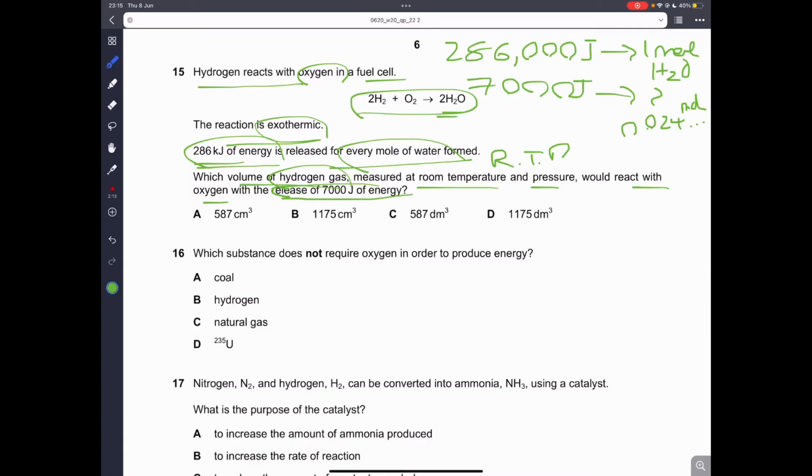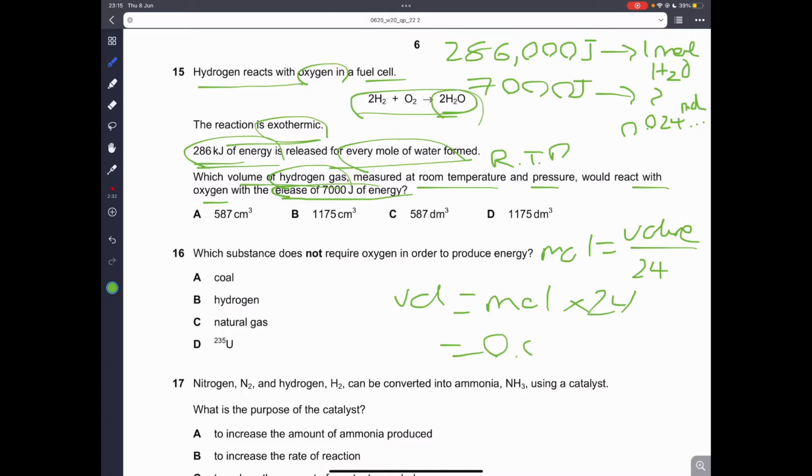Okay, because they have the same mole ratio, we want to find their volume. Remember, the mole is equal to volume over 24 dm cube, or the molar volume. So the volume is equal to mole multiplied by 24. We know the mole of hydrogen is the same as the water mole, so it's going to be 0.024 and so on, multiplied by 24.